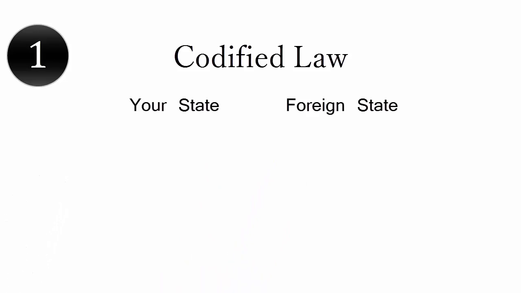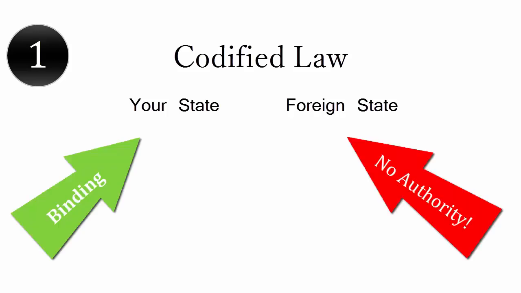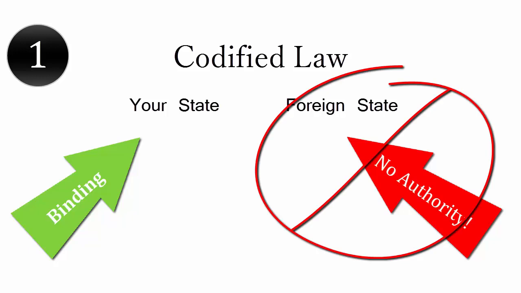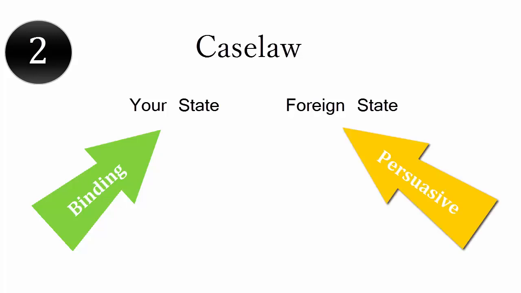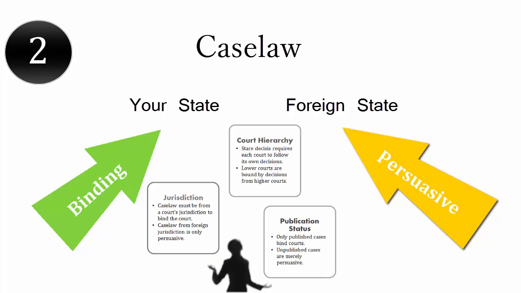Now, you're going to find codified law from your state and from foreign states. Codified law from your state, of course, is binding, and it's important you know that codified law from foreign states is no authority. You can't even bring it into court, not at all. And we weigh case law similarly, where case law from your state will generally be binding, and from a foreign state will be persuasive. But you always have to weigh the three factors of jurisdiction, court hierarchy, and publication status, because a case could be from your state, but from a lower court, or it's not published.